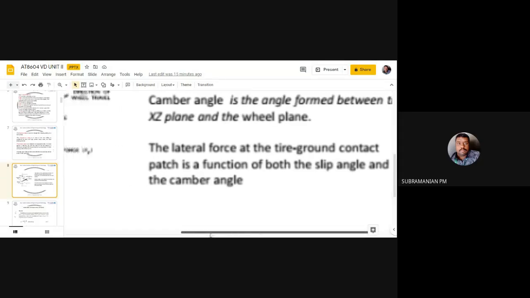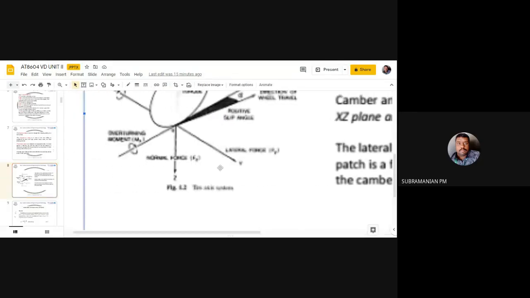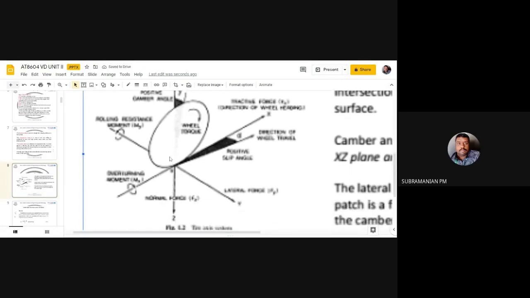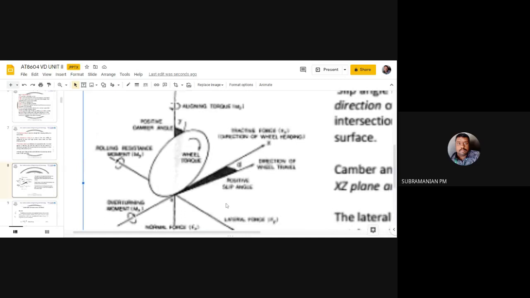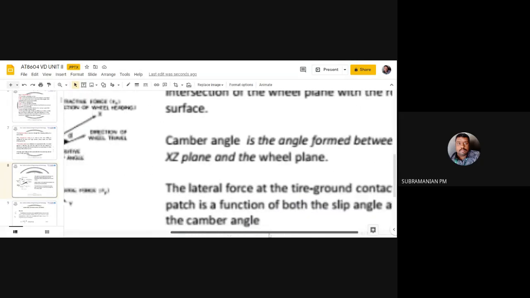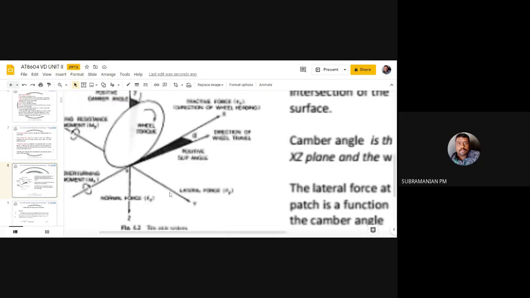So now the main thing in this sketch: whatever lateral force is going to be generated in the y direction depends upon two parameters. One is slip angle and the other is camber angle. So you understand this concept. Whenever we are having a lateral force, it is a function of these two angles, camber angle as well as slip angle. You should be knowing this. So the lateral force will be a function of both slip angle and camber angle.